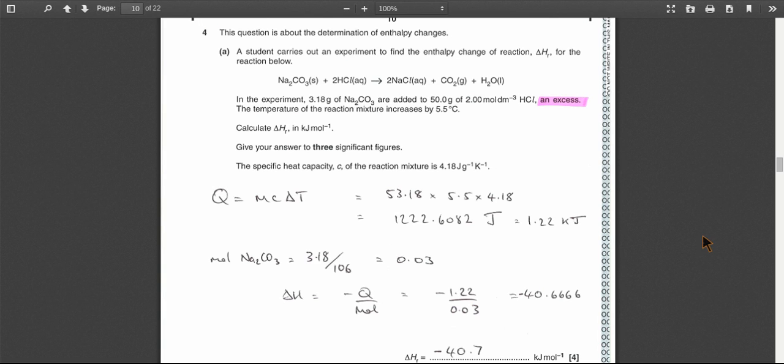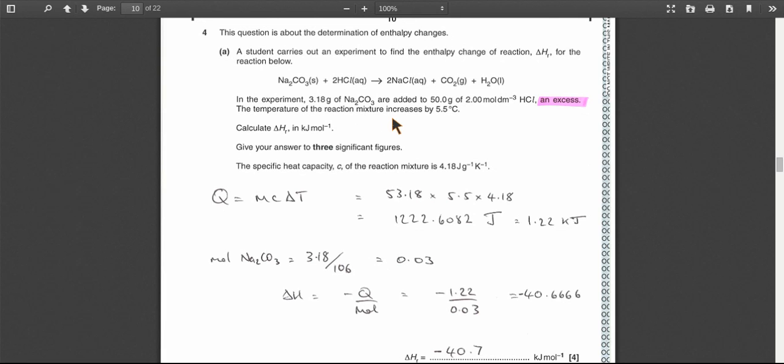Question 4 continues the theme of enthalpy changes and starts off with a calorimetry calculation. So we're given an equation, sodium carbonate reacting with 2 moles of hydrochloric acid, and we're told that in the experiment that many grams of sodium carbonate is added to 50 grams of 2 moles per decimeter cubed HCl, which is in excess. So what that means is when we scale this up to a mole, we use this value here because that's our limiting reagent.